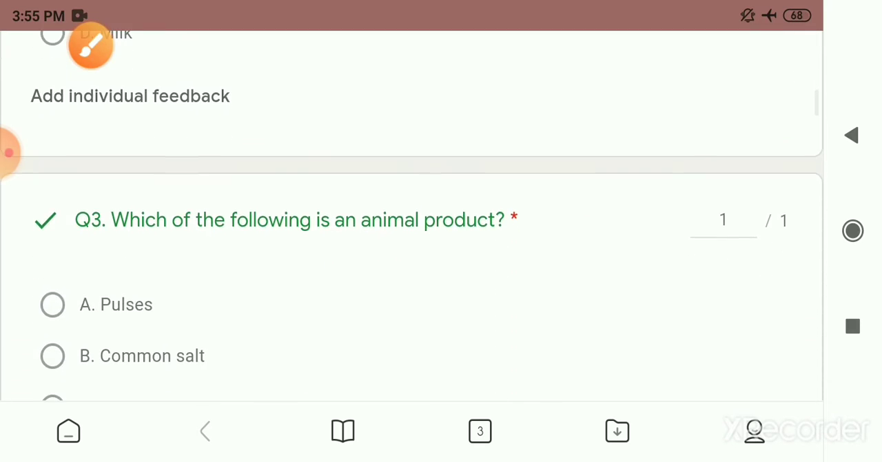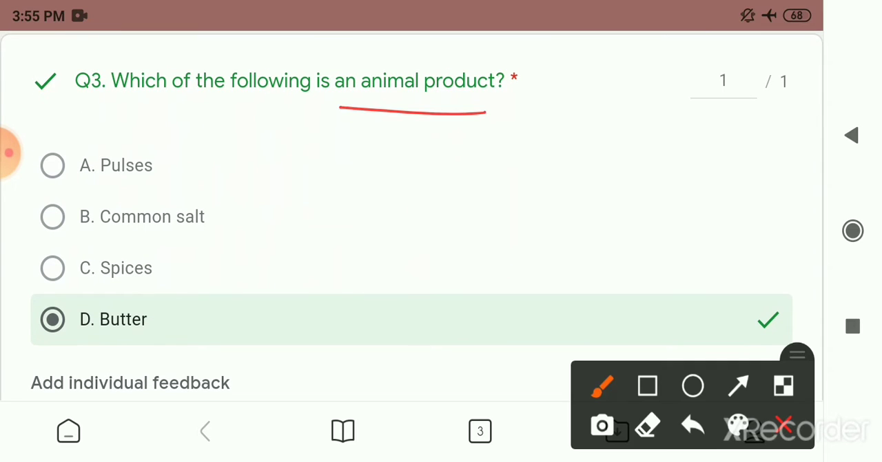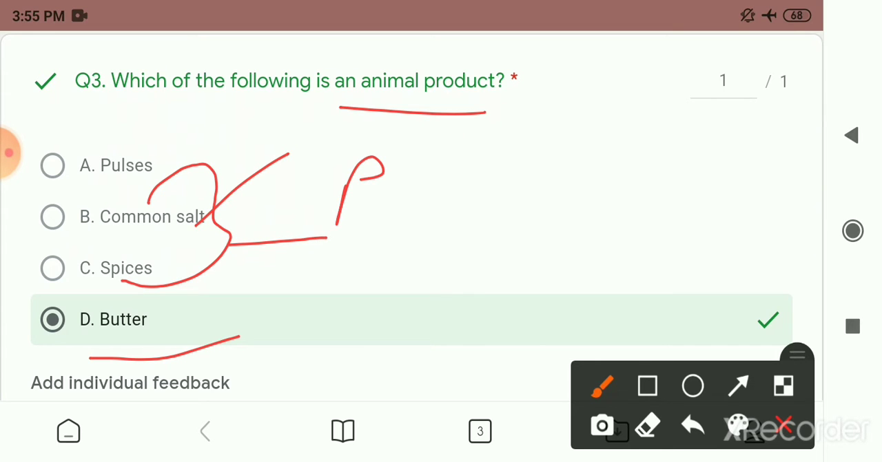Next, third number, which of the following is an animal product? We are getting it from animals. The options are pulses, common salt, spices and butter. So here your answer is option D, that is butter. From the animals we are getting milk and from the milk we are making butter. So butter is the animal product. In the rest of the options, pulses and spices, we are getting these from the plants. And the common salt is neither a plant product nor an animal product. So here your answer is option D, butter.